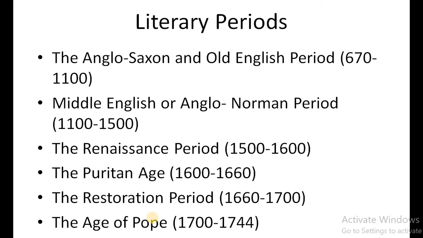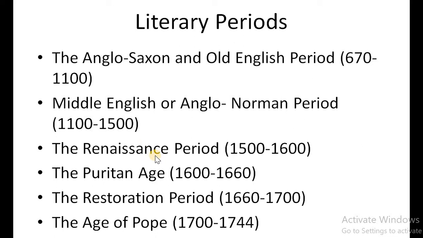Okay, so here we have the literary periods: the Anglo-Saxon and Old English period, which extends from 670 to 1100 AD. That is the first period in the history of English literature. Next we have the Middle English or Anglo-Norman period, 1100 to 1500. That is what we call Middle English.